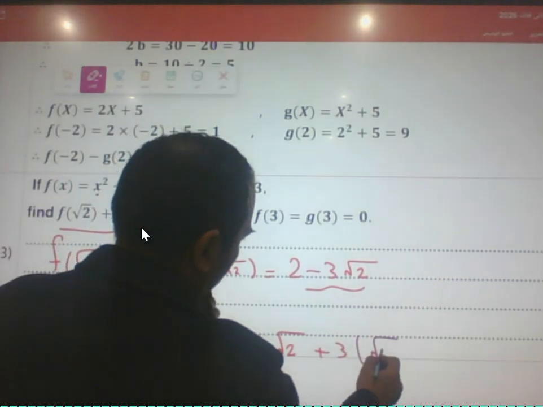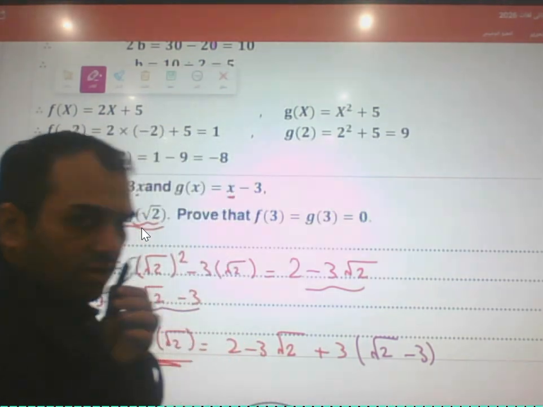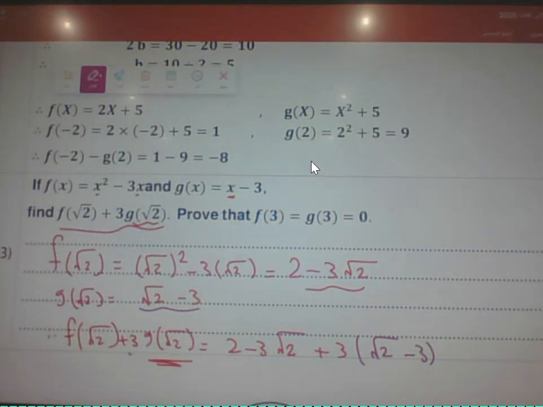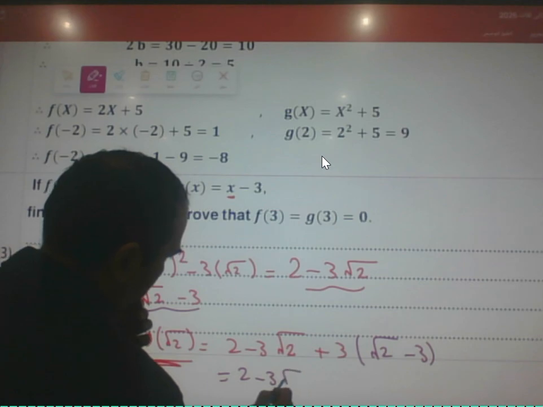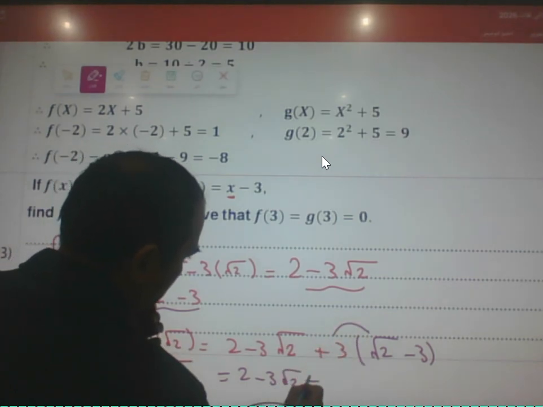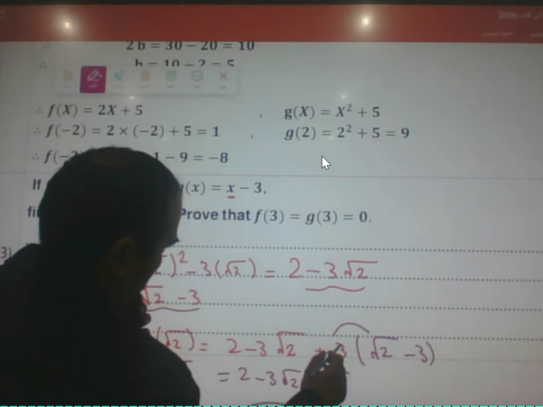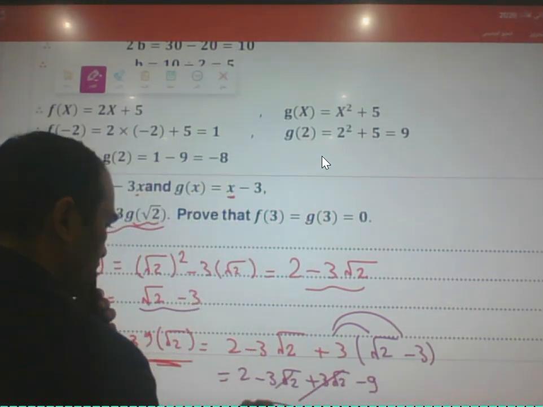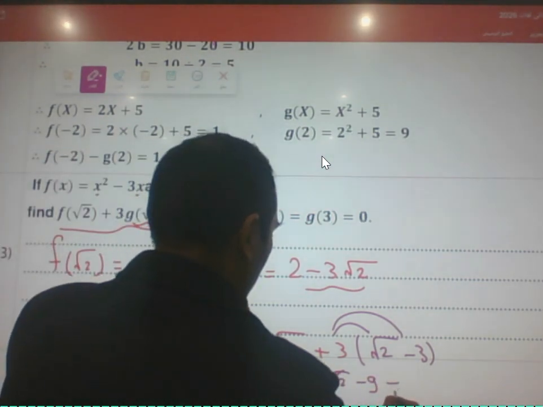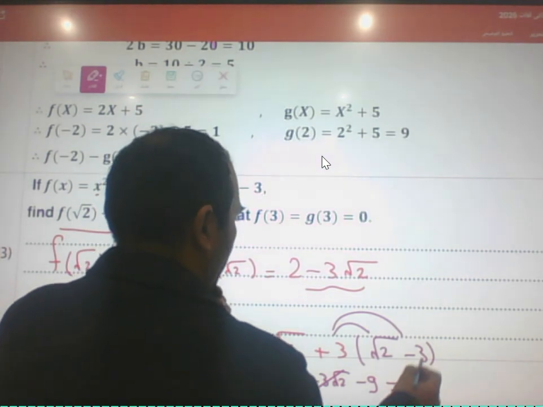Root 2 minus 3. Okay. Look at here. We will distribute, right? 2 subtract 3 root 2. 3 times root 2 equals 3 root 2. And 3 times negative 3 is negative 9. We can simplify this together. Then 2 minus 9 is negative 7. Okay, negative 7. It's the first solution.